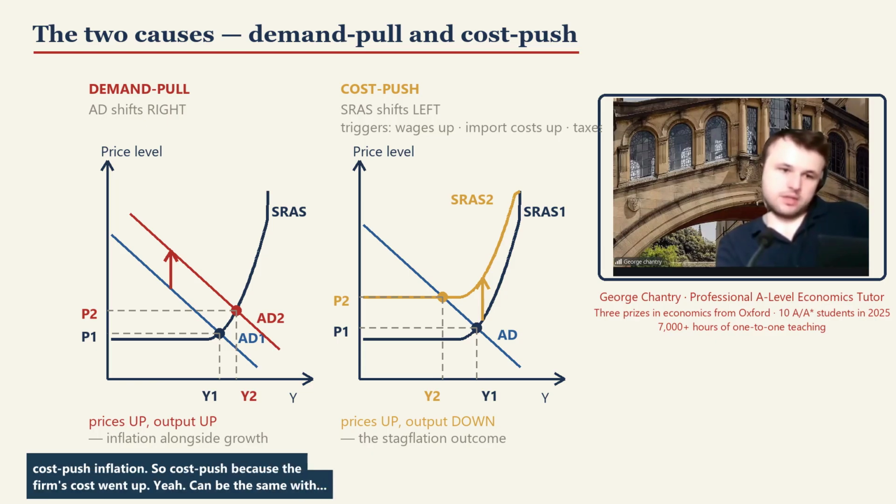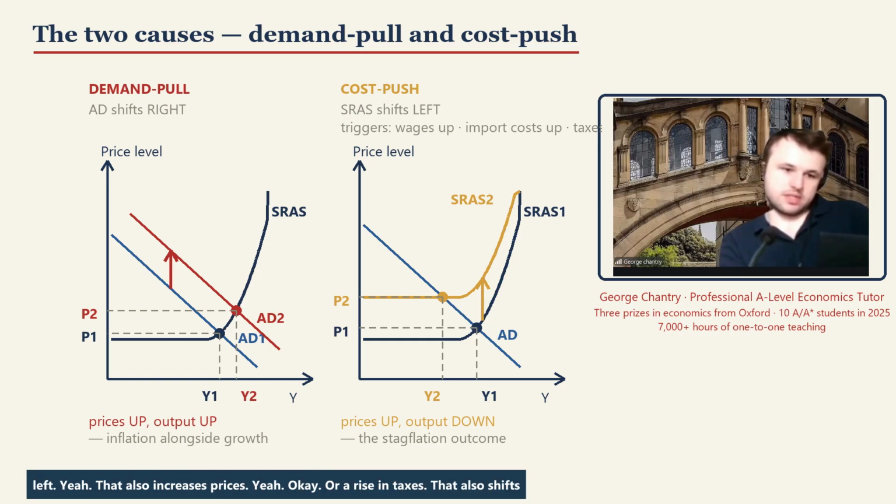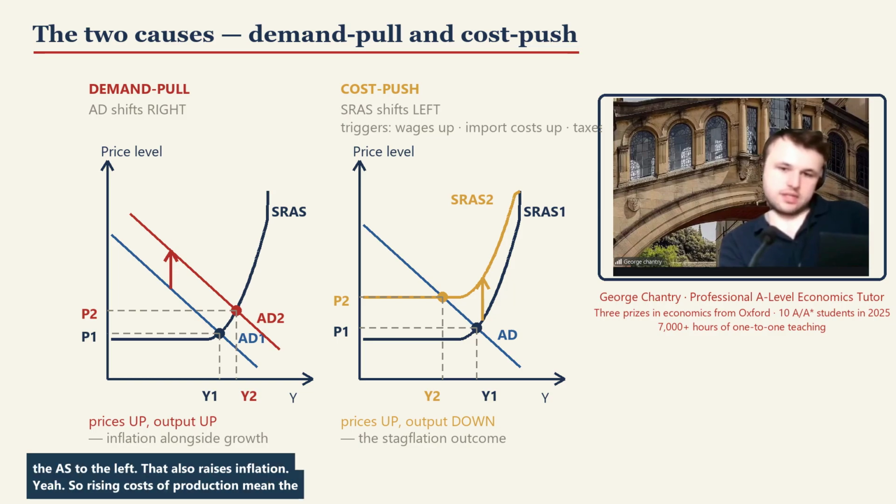It could be the same with import costs. If import costs go up, that also shifts the AS to the left. That also increases prices. Or a rise in taxes also shifts the AS to the left. That also raises inflation. So rising costs of production mean the AS shifts left.